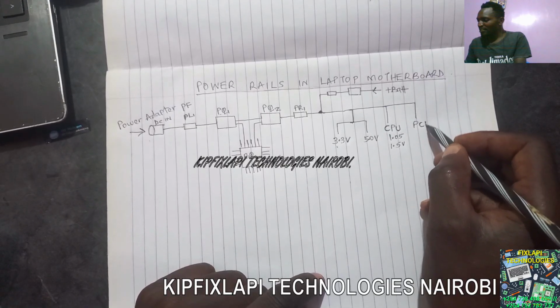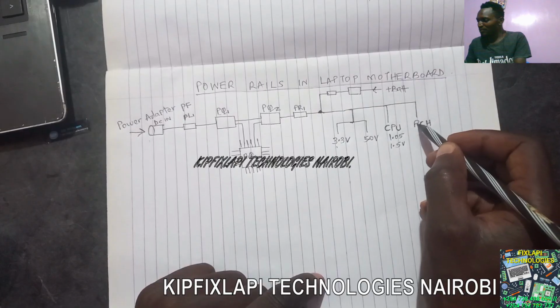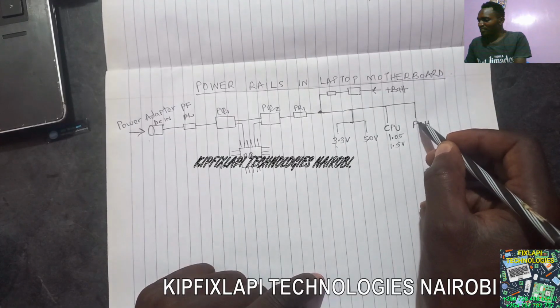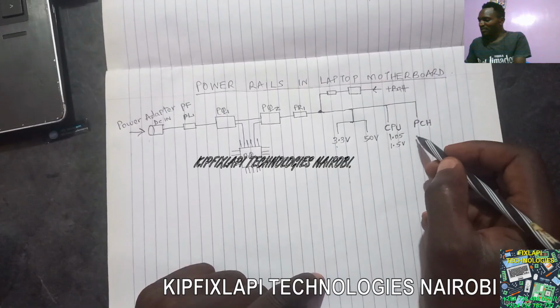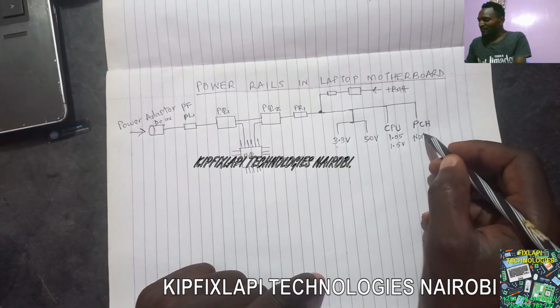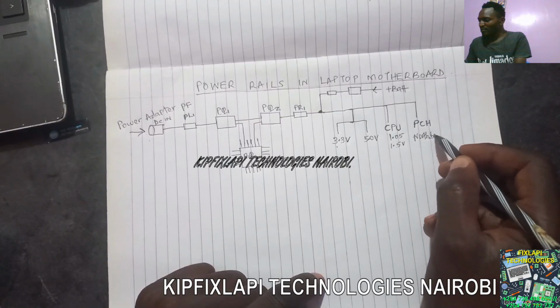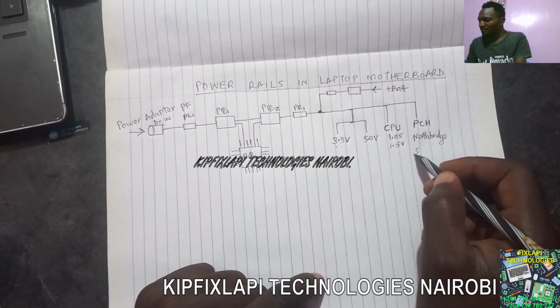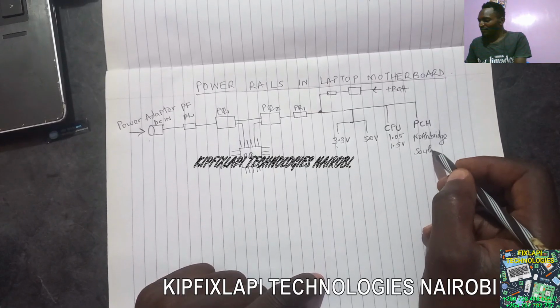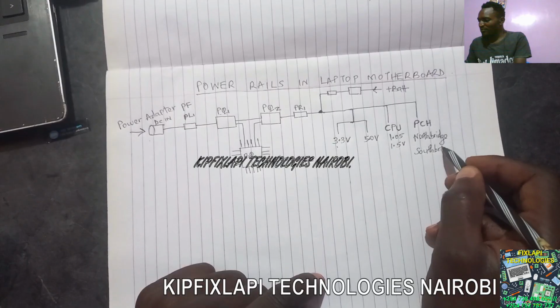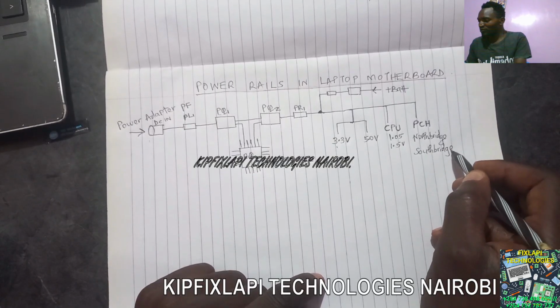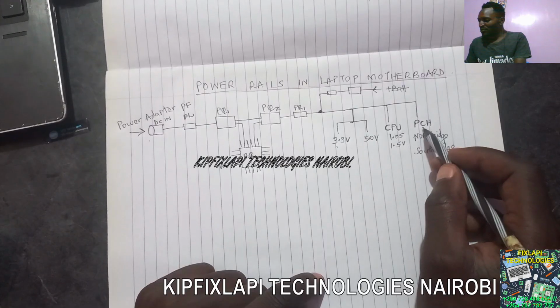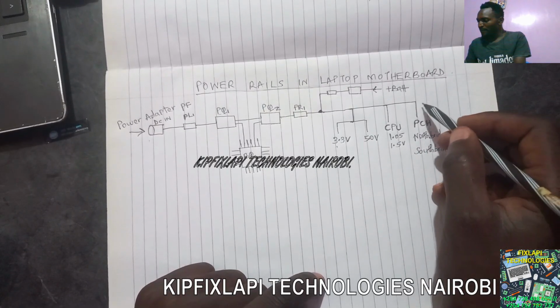This PCH, we normally call it the platform controller hub. It is a combination of what's called the north bridge and the south bridge. In my next video, I'll explain the purpose of the north bridge and the south bridge, and all of them are contained under the PCH.